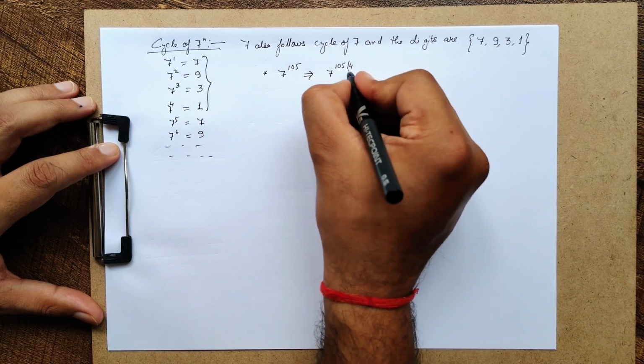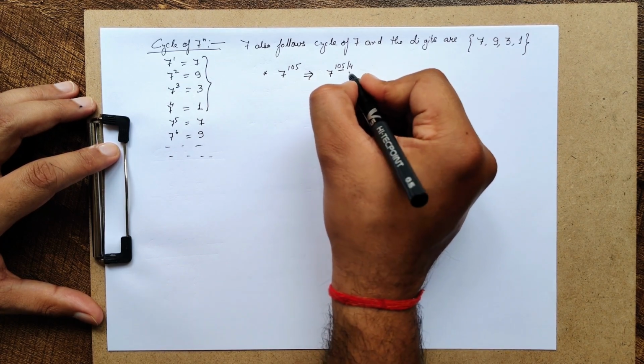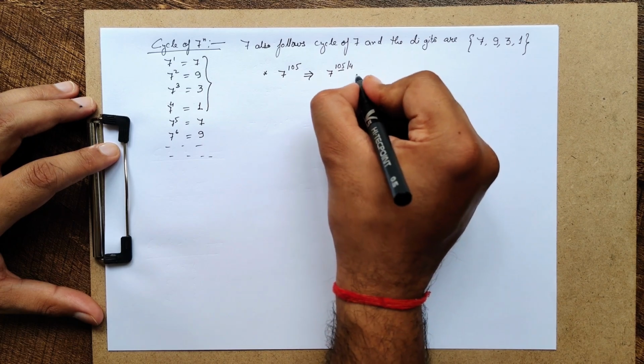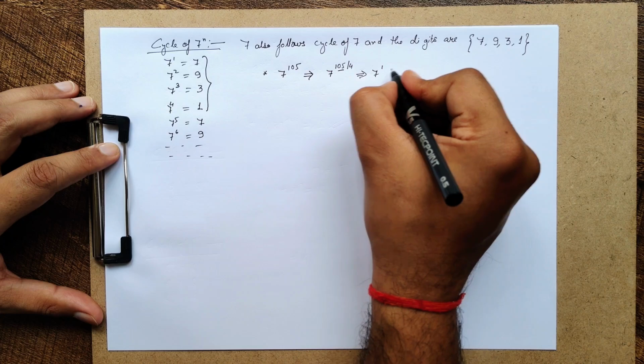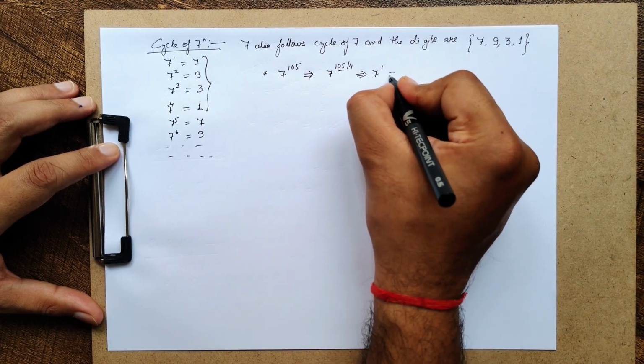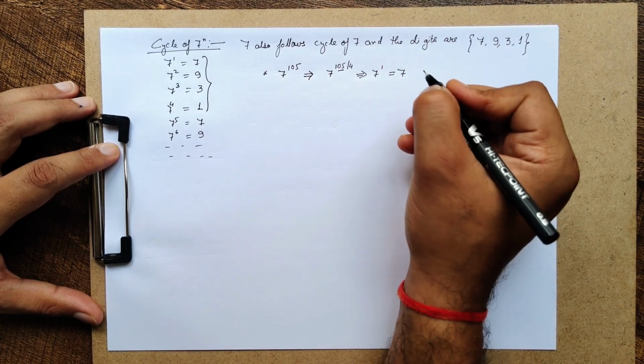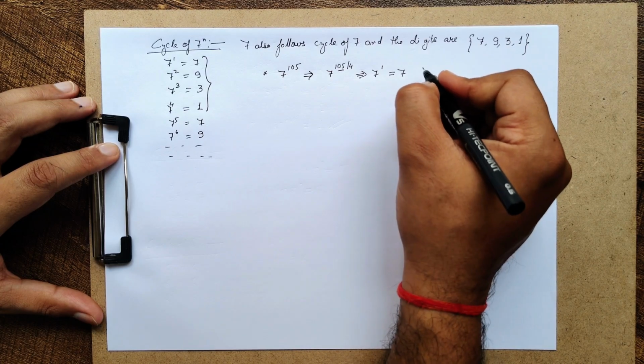Now we know the divisibility rule of 4. Last two digits must be divisible by 4. Here in this case the remainder is 1. So we can write it as 7 to power 1, which is first term of the cycle. Hence 7 is the value of the units place.